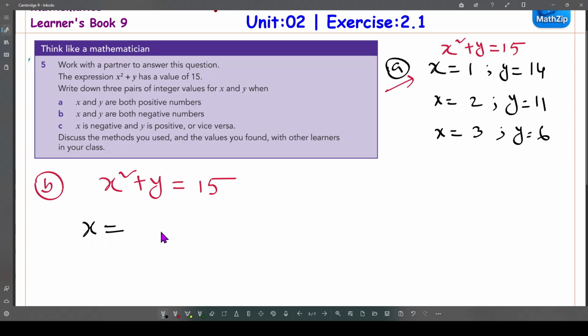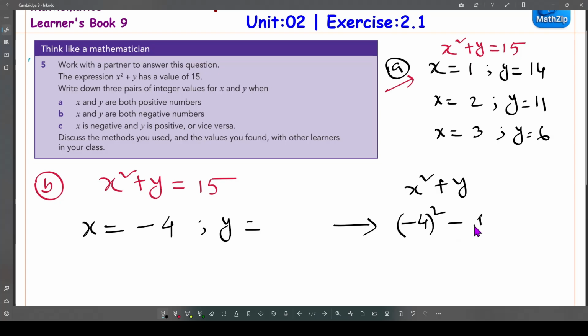x equals, suppose, minus 4, then y equals what? We can practice in here. Minus 4 square, this is x square plus y. So minus 4 square means 16, so we should make minus 1. So 16 minus 1 equals 15. So y should be minus 1. Therefore look, here is minus 4 and y minus 1.